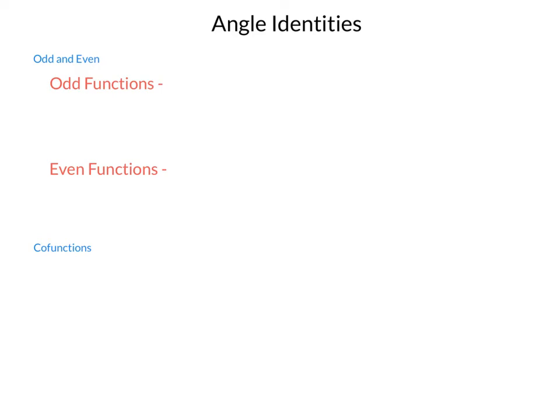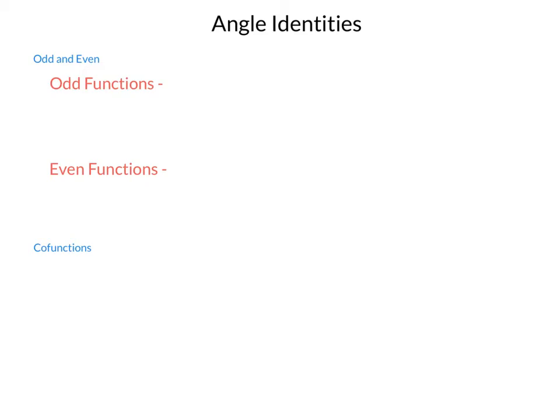In this lesson, we're going to take a look at some more angle identities. At this point, you should have already been introduced to some of the basics: our ratio identities, our reciprocal identities, and our Pythagorean identities. Through this lesson, we're going to take a look at several more sets, and we're going to begin this study with a look at what are called odd and even functions.